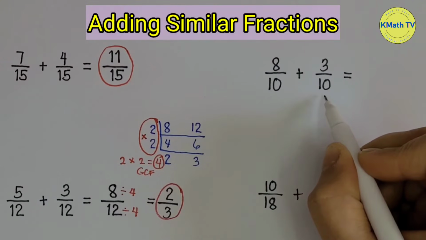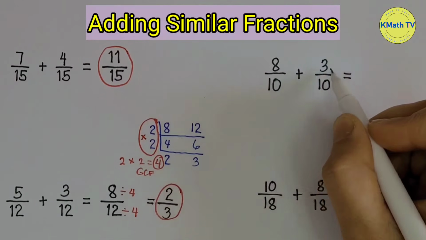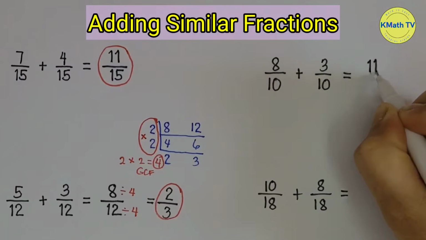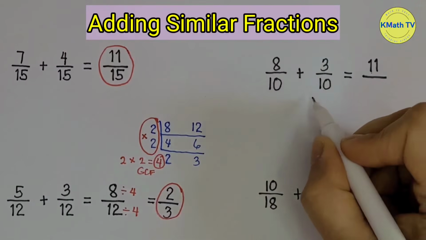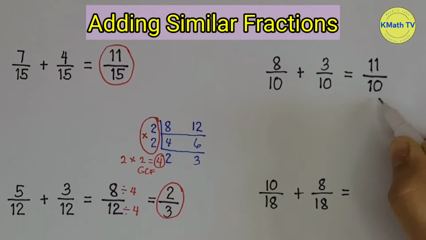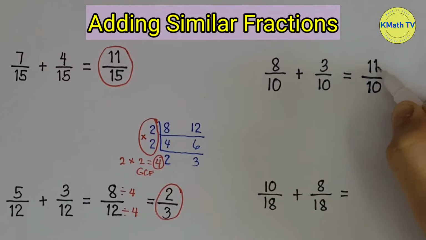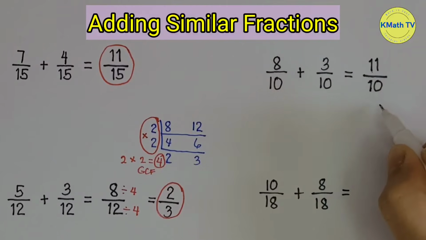The denominators are the same, so we can add immediately. Add the numerators. 8 plus 3 equals 11. And copy the common denominator, 10. The answer is 11/10. It is an improper fraction because the numerator 11 is greater than the denominator 10.